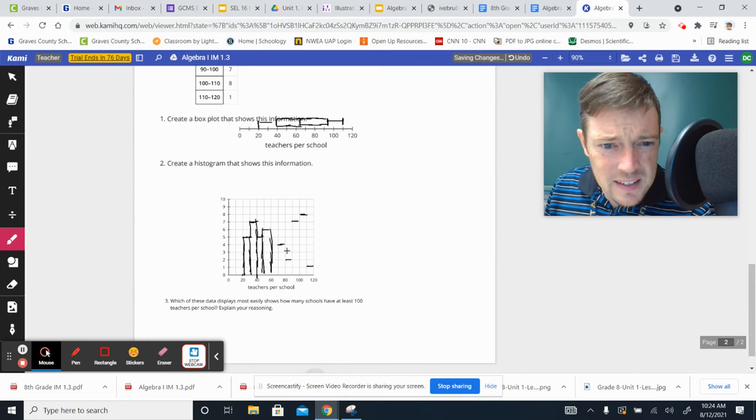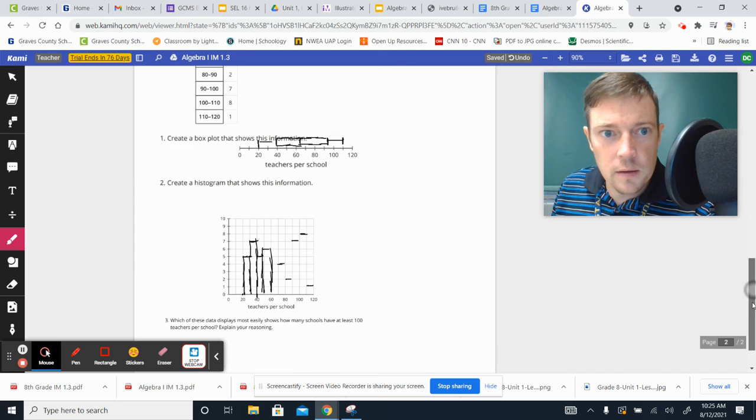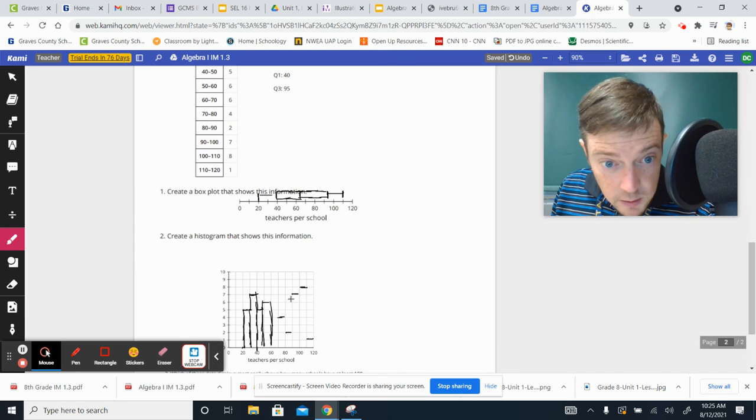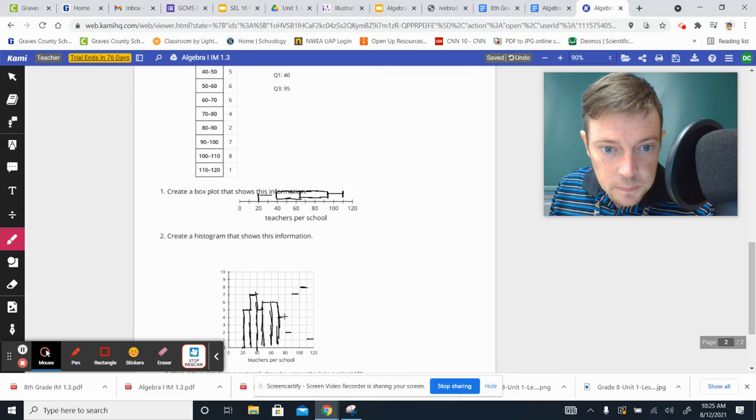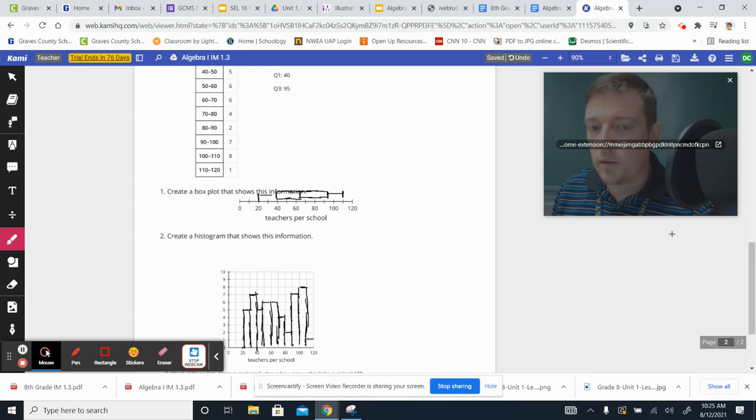Did I miss my 60 to 70 number? I think I might have. 60 to 70 was 6. No, I've got that on there. And 50 to 60, okay, they were both 6. So sorry, I missed that one. There's our histogram showing the shape of our data of the teachers.